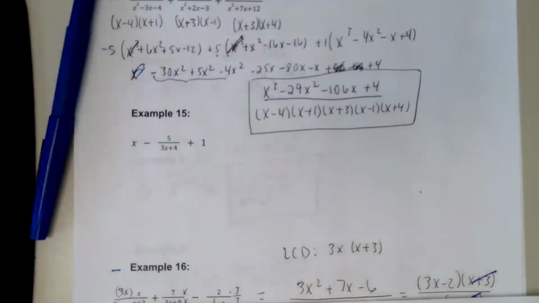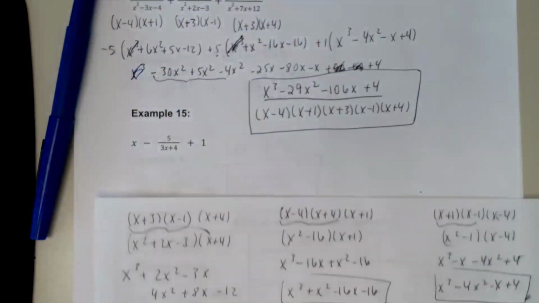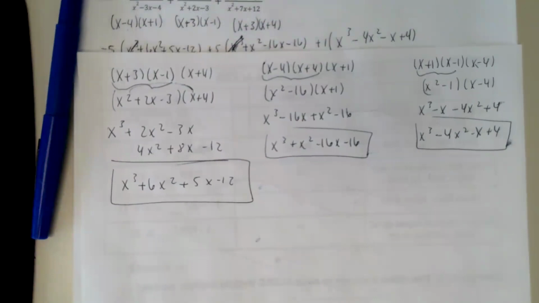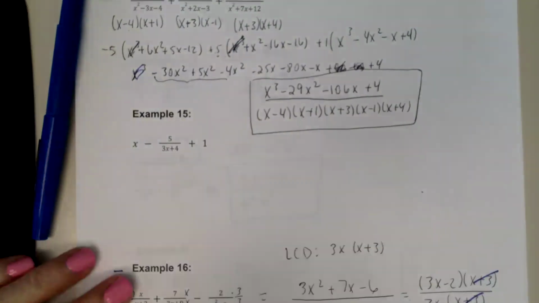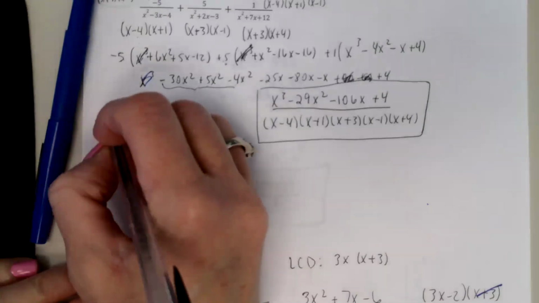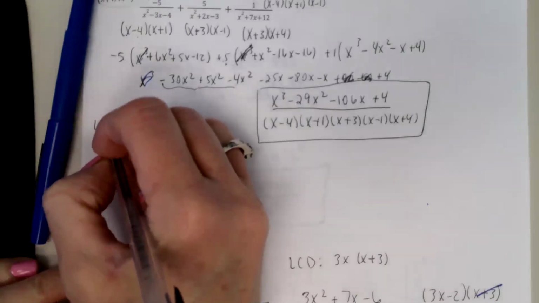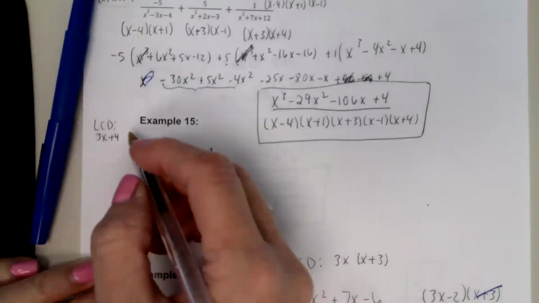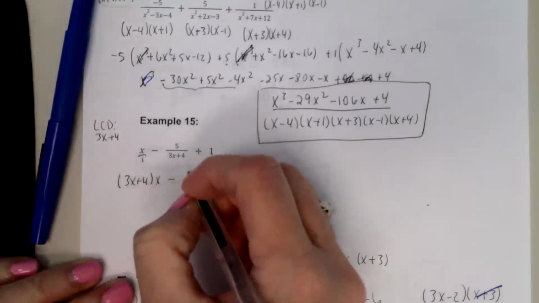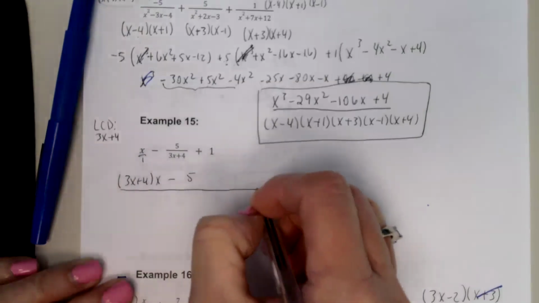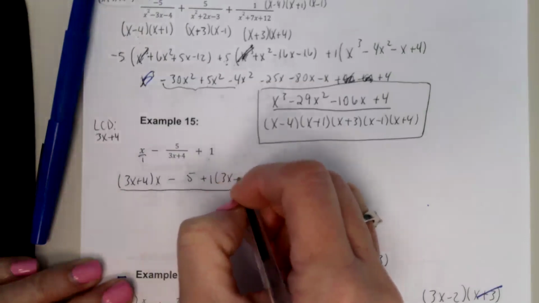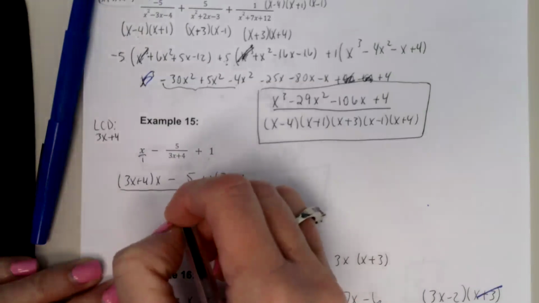Okay, example 15 is much more lighthearted. Here are those from example 14 if you're still kind of catching up. So example 15, this is over 1. So my LCD is very simple on this one, 3x plus 4. My first fraction is missing the 3x plus 4 times the x, minus the second fraction is perfect, plus the last one is missing the 3x plus 4.